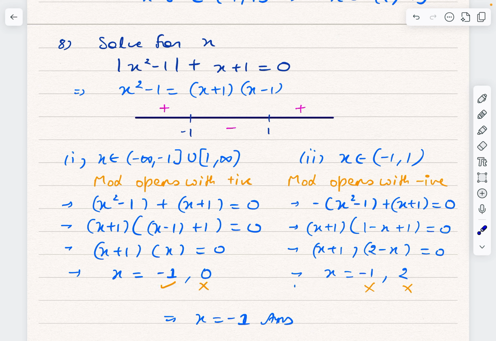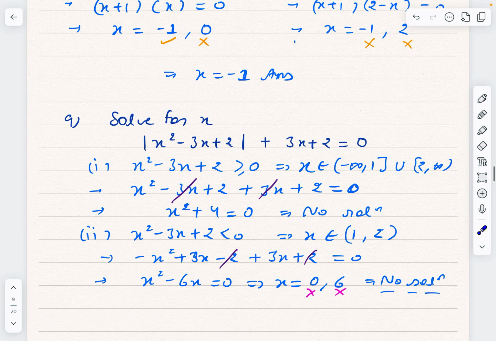You see, these roots must be in this interval only. Minus 1 is there, but 0 is not there. So only one solution we get from here. Second, when x belongs to minus 1 to 1, mod opens with negative sign, so this will become minus of (x square minus 1) plus x plus 1 equal to 0. Again, x plus 1 will be common. From here, you will get minus (x minus 1) plus 1 equal to 0. When you simplify, you get (x plus 1)(2 minus x) equal to 0. Roots are minus 1 and 2. Both are not in this interval. So the final answer is minus 1 only.